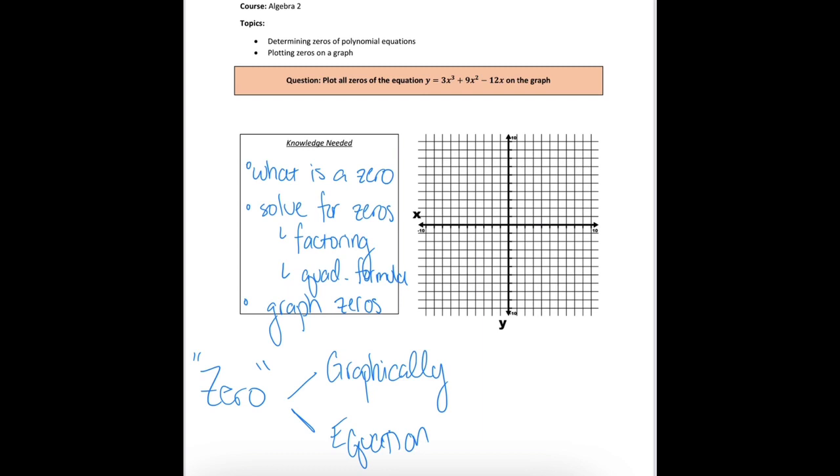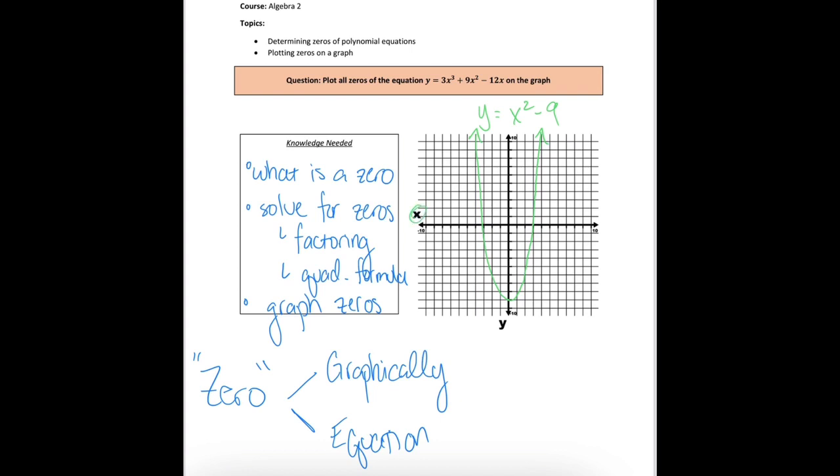What does that mean to be a zero when I look at a graph, right? Just for an example here, I'm going to show you the graph of y equals x squared minus 9, all right? If I were to put that on the graph here, it would look something like that. All right, so what is a zero? Well, if I'm looking at a graph, all a zero means is when does the graph of an equation cross the x-axis?